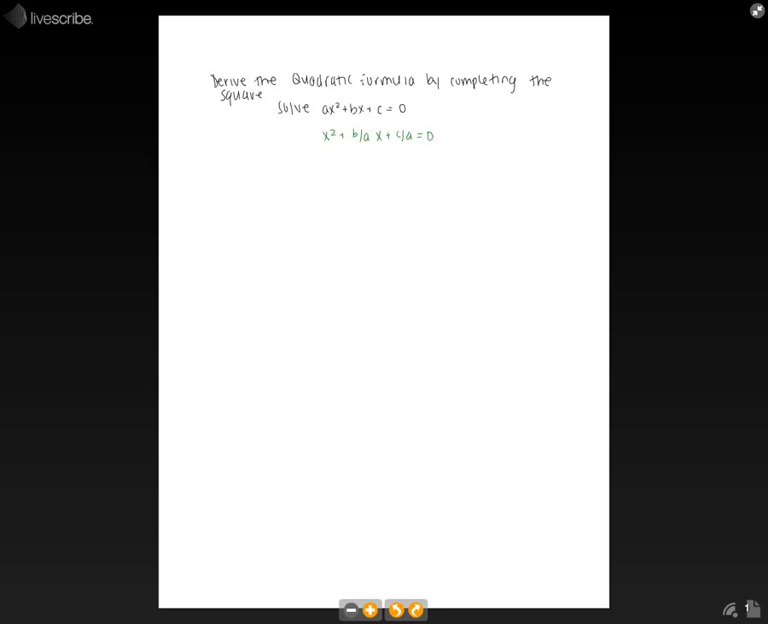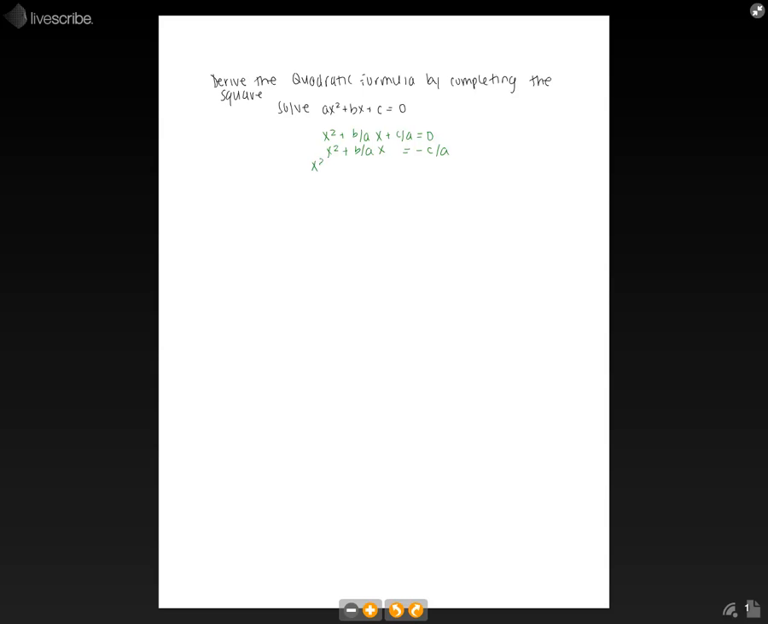Now we also know we need to move the c over a to the other side. So we'll subtract c divided by a from both sides to get x squared plus b over a x equals negative c over a. To complete the square, we're going to take the coefficient in front of our x, which is b divided by a, divide that by 2 and then square it. So we would have b divided by 2a, squared. Now we need to add that to both sides.